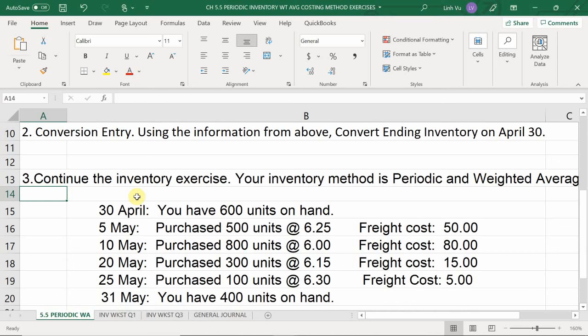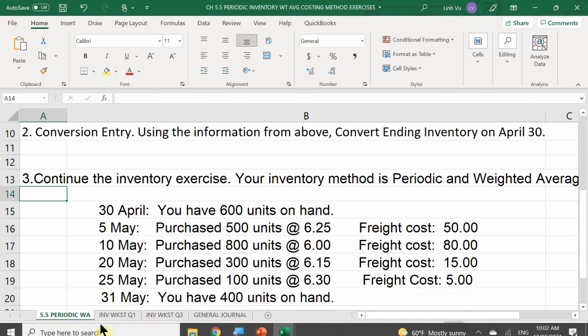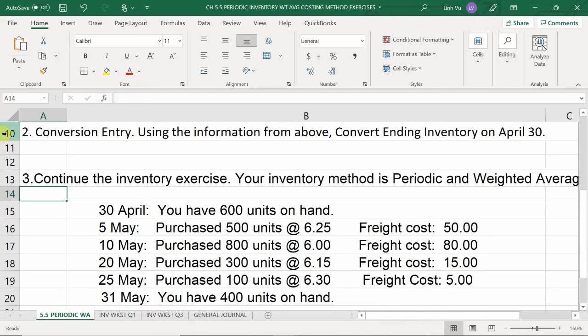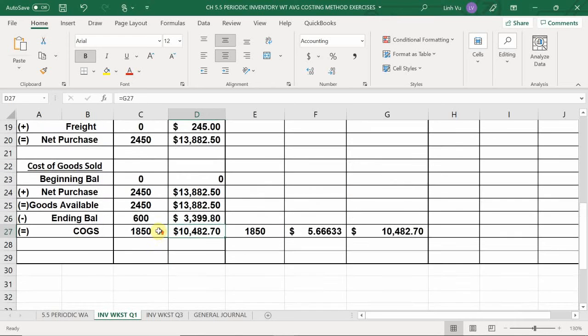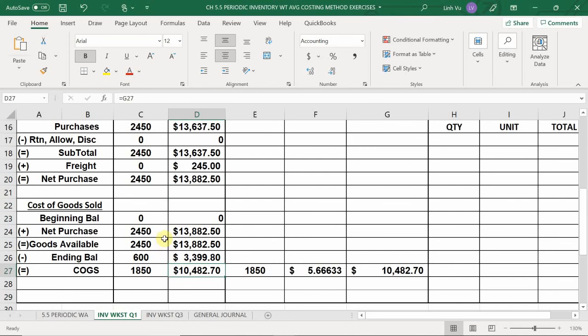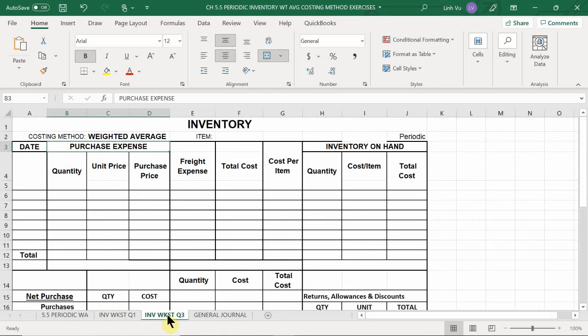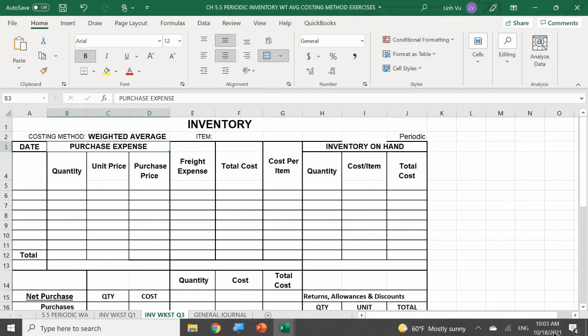All right. So let's continue with the inventory exercise. Our assumption is that we're periodic and weighted average. Okay. So again, April 30th, you have a total of 600 units on hand, which we know because that is exactly what we solved for in our ending inventory from our previous batch of inventory, right? So what I'm going to do here is carry these numbers across into the new inventory worksheet. Okay?